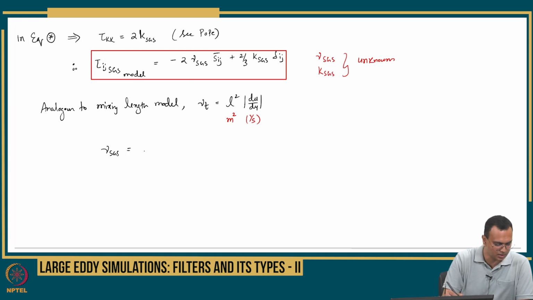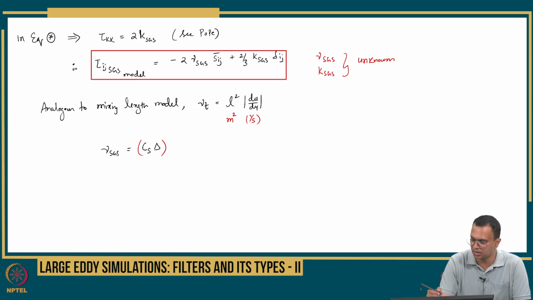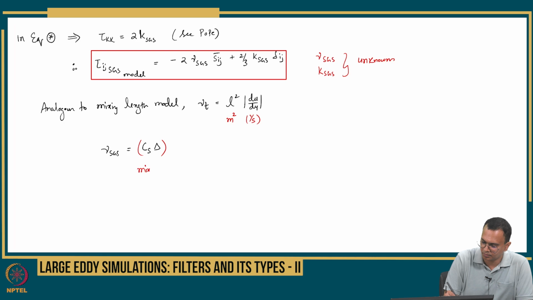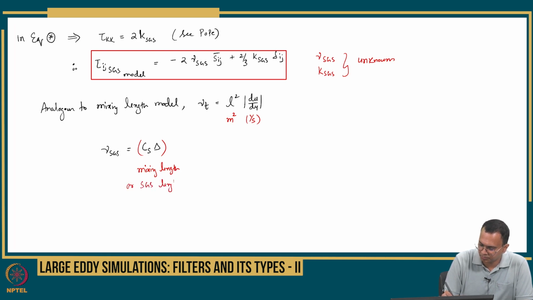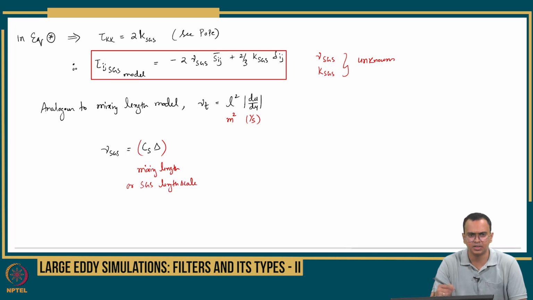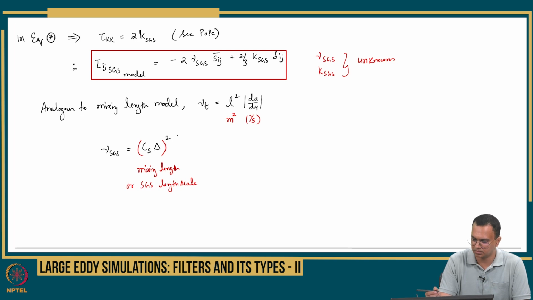So the L has to be a subgrid length, and I am going to use Cs delta. So this is the subgrid scale length or mixing length or whatever you want to call it, or SGS length scale. So obviously it has to be smaller than delta, right? Some factor, Cs has to be some decimal. So Cs delta square, because it's L square, meter square, right?